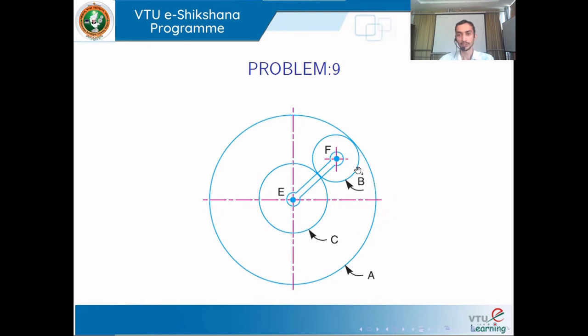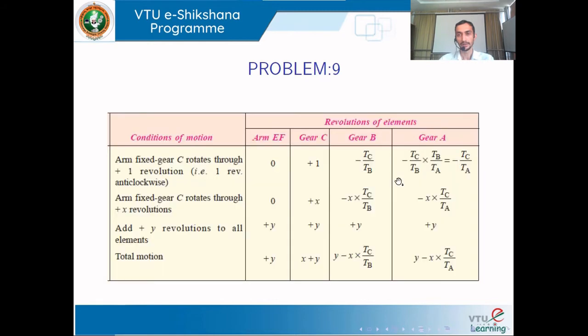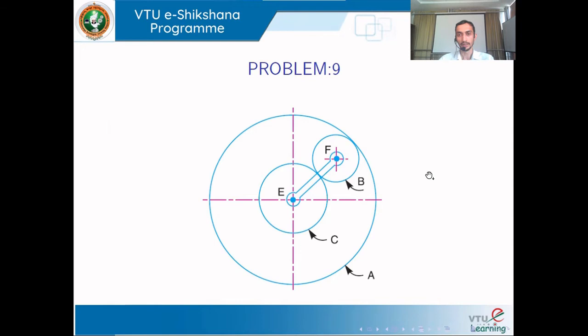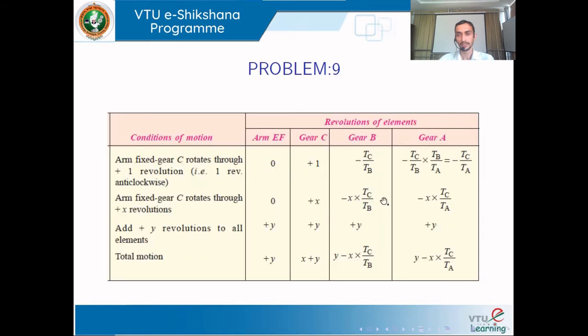So NA is meshing with gear B, so that is equal to NA by NB into NB by NC can be written. And you get that equation. So NA by NB is TB by TA, and NB by NC is TC by TB. So using that equation, finally the number of teeth on these two gears get cancelled out, so what you get is TC by TA.